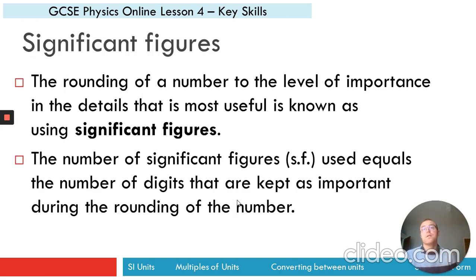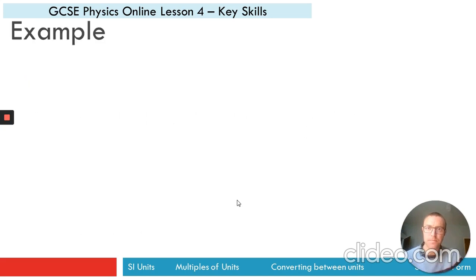Okay, so the rounding of a number to the level of importance in the details that is most useful is known as using significant figures. The number of significant figures used is equal to the number of digits that are kept as important during the rounding of the number. That's quite confusing, so let's see it as an example.